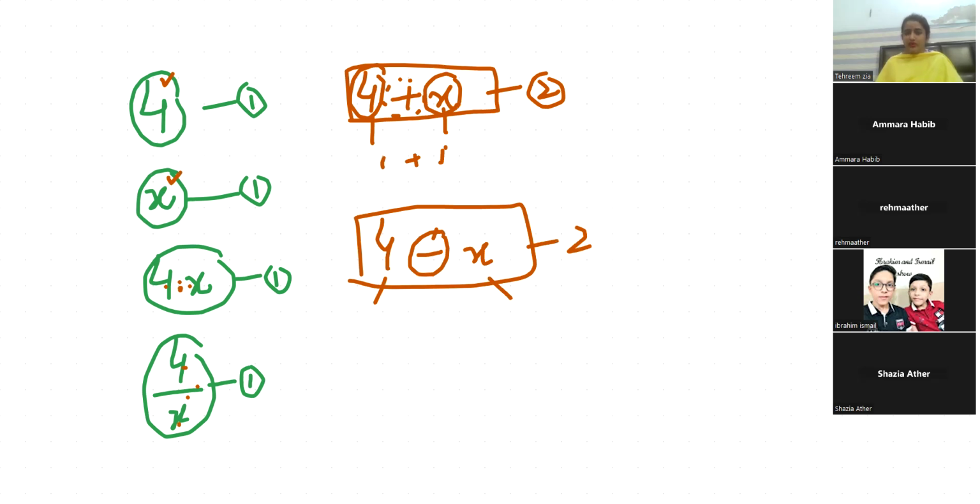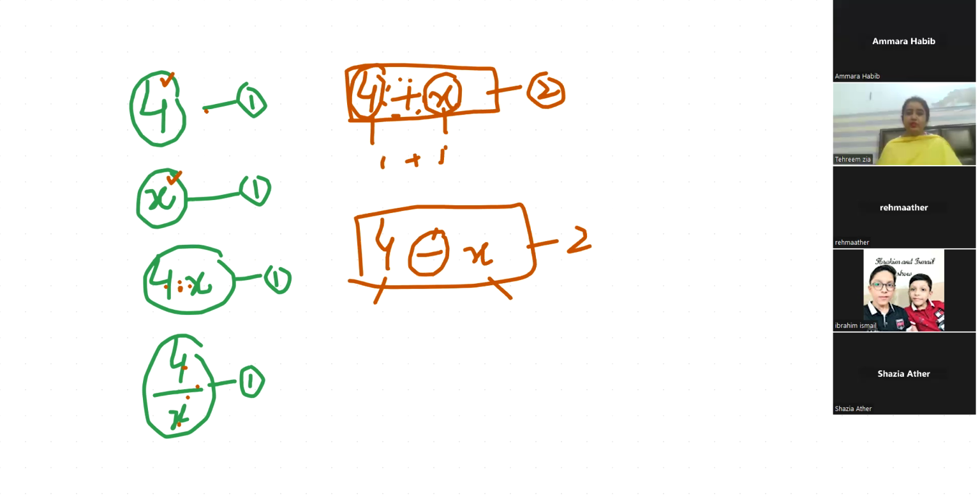Got it? Got the point? 4 alone is one term. x alone is one term. Multiplication and division do not separate the terms. Addition and subtraction do separate the terms. So now if I have a number, okay, there is Amara Habib.